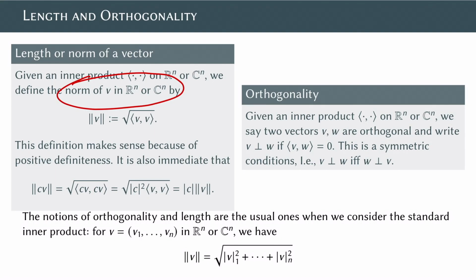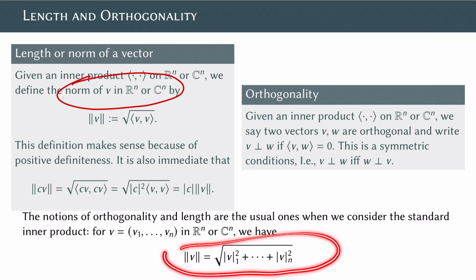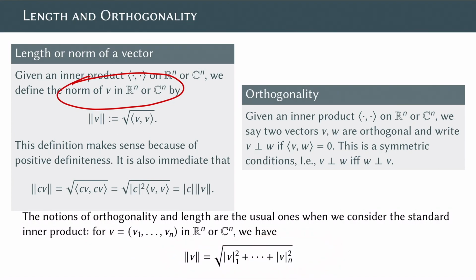In particular, if you take a vector v equal to v1 to vn in Rn or Cn, you can check that the norm of this vector is nothing but under root mod v1 squared plus dot dot dot mod vn squared, which is nothing but the length of the vector, as you can see by applying the standard Pythagorean theorem for right triangles. Just do it for R2 to see that this is indeed the length of the vector v, or the distance of the tip of the vector v to the origin.